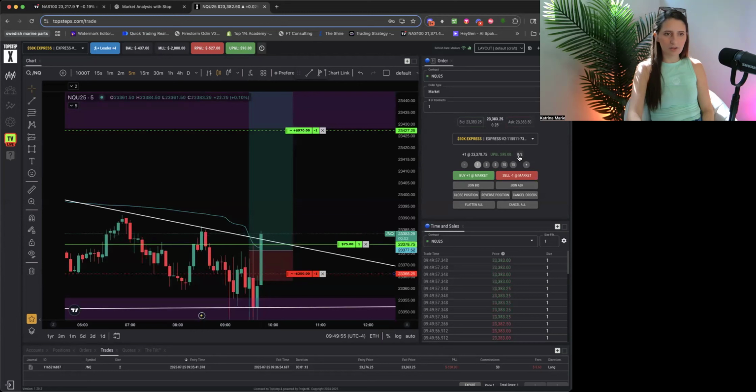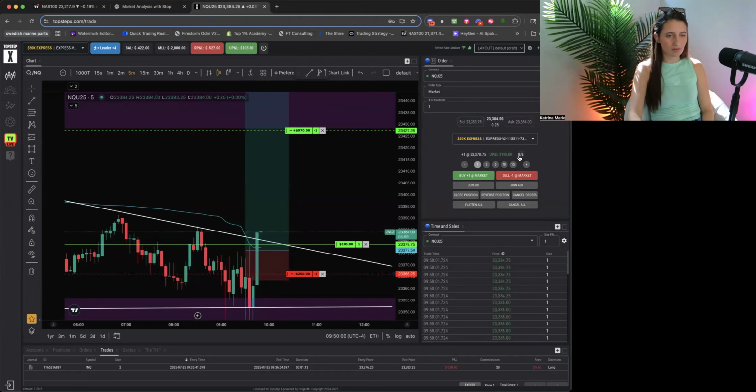That was a loud noise. I don't know what they're listening to up there. Just want that 5 minute candle to do its little pullback. What in the actual?